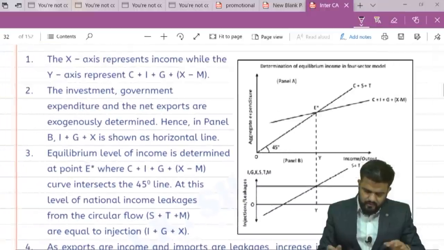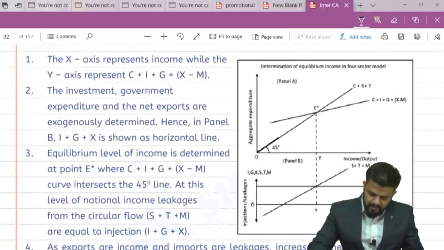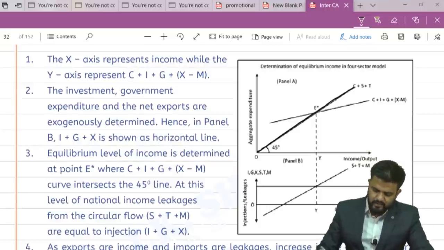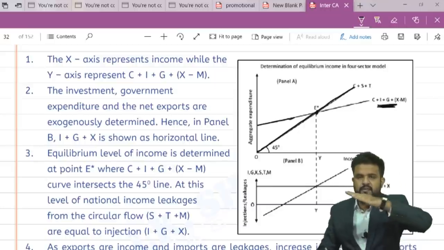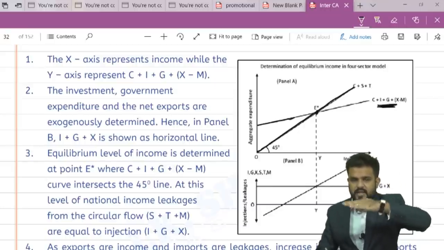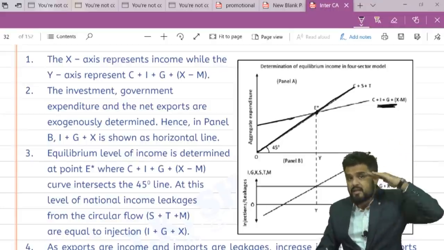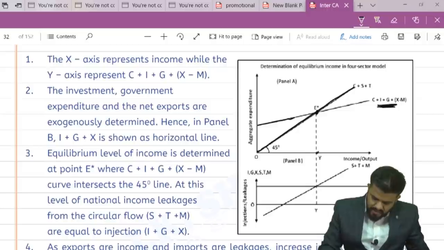So now this is the equilibrium level of national income, four sector. You can see here, the income line they have taken as 45 degree, that is C plus S plus T now. T stands for tax. Then you have the consumption line, that is C plus I plus G plus X minus M. They both meet at point E. So they have not taken four levels, C, C plus I, C plus I plus G, C plus I plus G plus X minus M. They have directly taken the fourth level. And total national income will be OY.